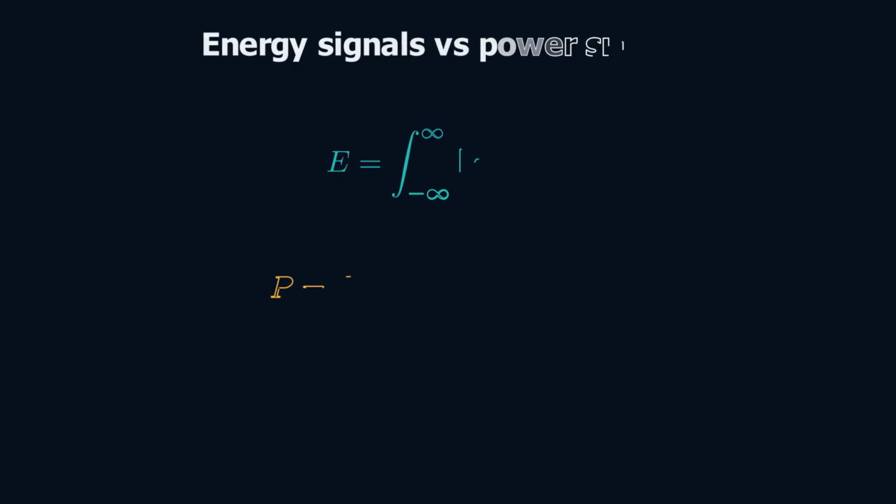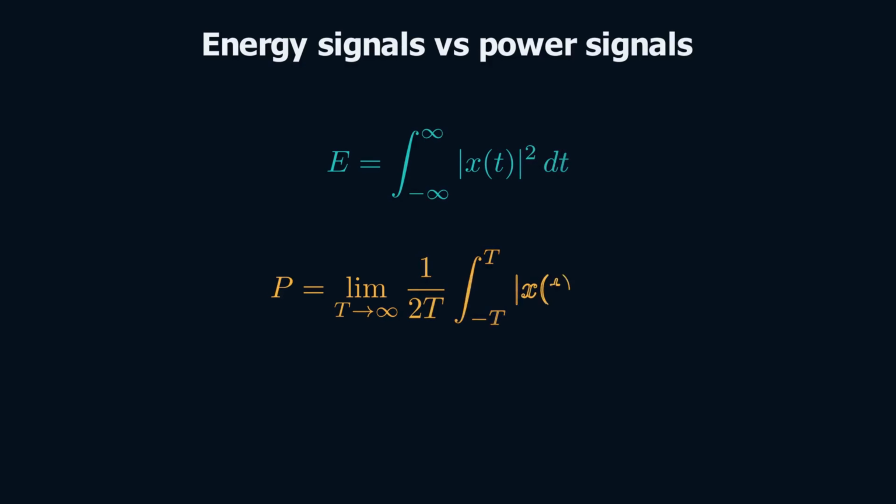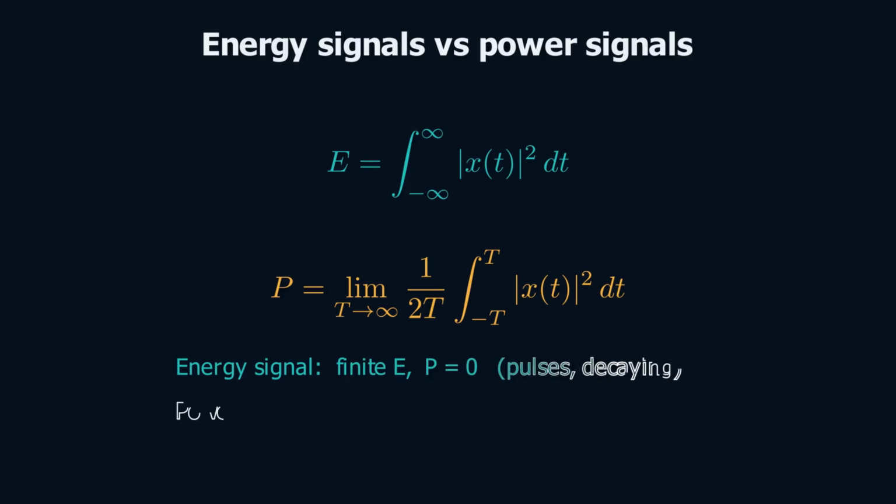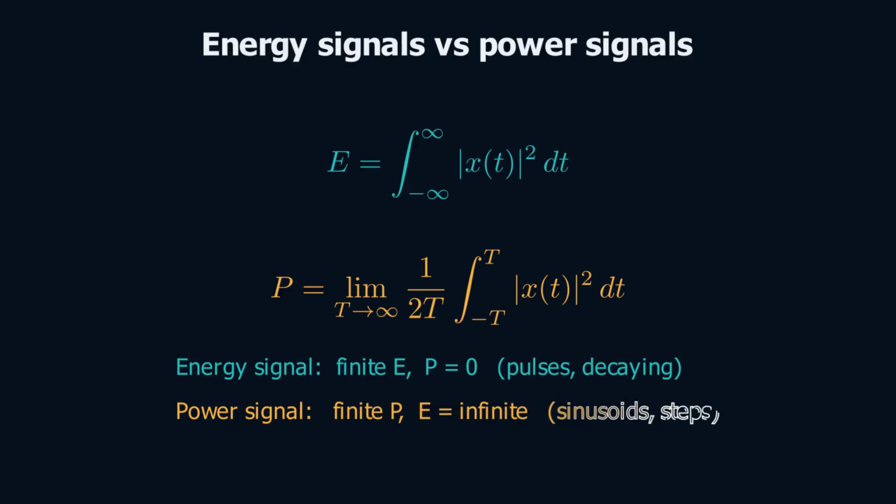One more piece of vocabulary before the roadmap. Square a signal and integrate over all time, that is its energy. If instead you average the square over an ever-growing window, that is its power. The classification rule: a pulse that dies out has finite energy and 0 average power, an energy signal. A sinusoid that goes on forever has infinite energy but a finite average power, a power signal. A signal is one, or the other, or neither. Never both. This distinction decides which transform applies later, so it is not just bookkeeping.